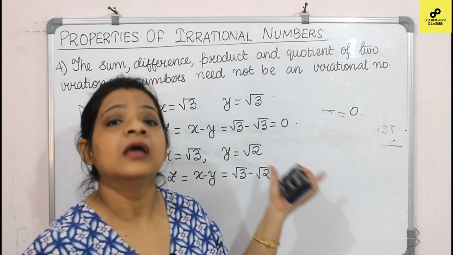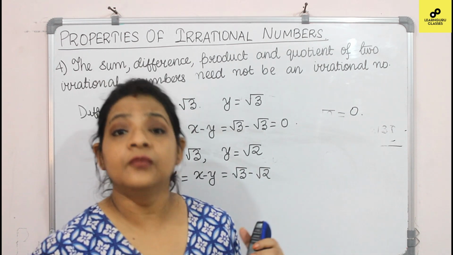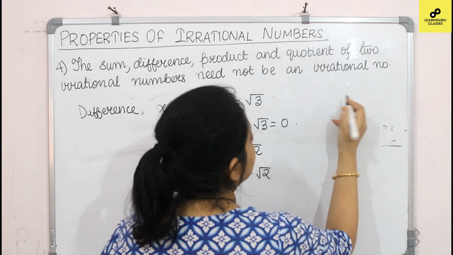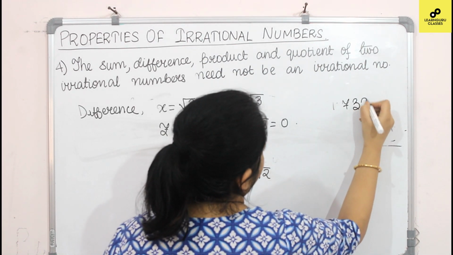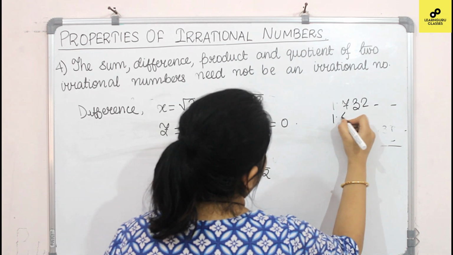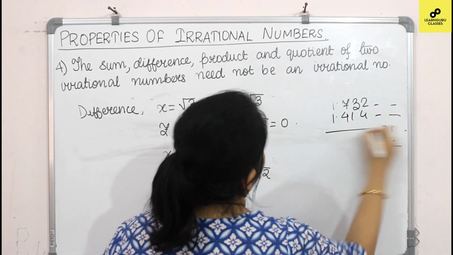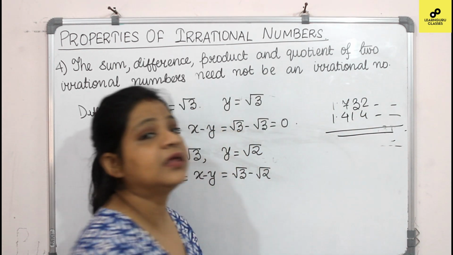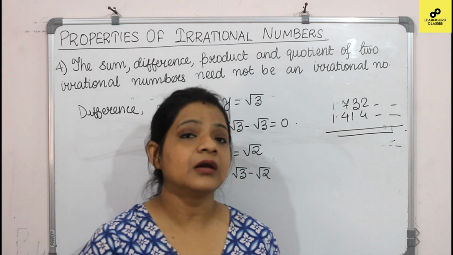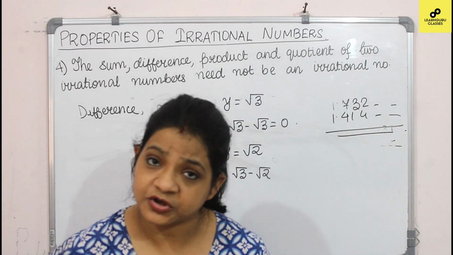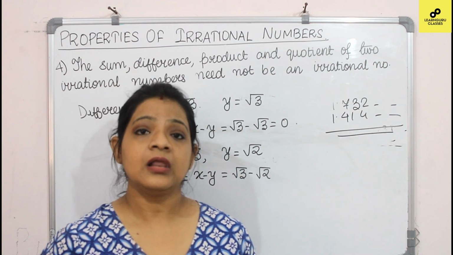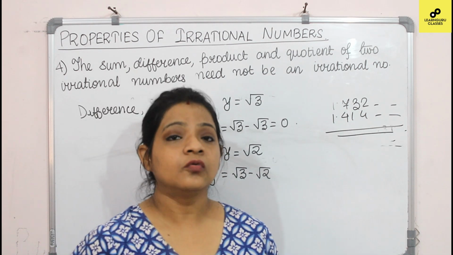Rational or irrational? Yes, obviously it will be an irrational number, because root 3 is 1.732, something like that, and root 2 is 1.414, something like that. So the difference will also be an example of a non-terminating, non-repeating decimal expansion, which is an irrational number. So what do we say?